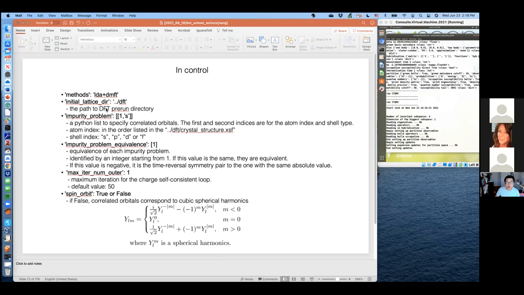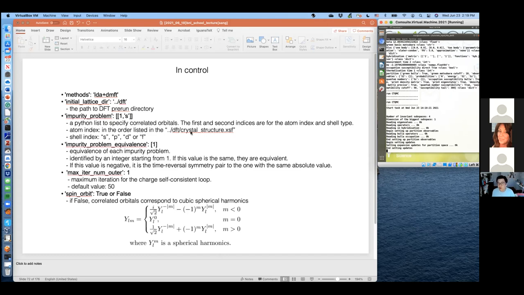And you can also tell the code which orbital is correlated. The first number, one, tells us that it is the first atom in the unit cell. In this case, because we have only one sodium atom in the unit cell, it should always be one. But if you have multiple atoms in the unit cell, you should specify which atom is correlated, and the atom index should follow the order listed in the DFT crystal_structure.xsf file. As the output of the DFT run, it prints out the crystal_structure.xsf file. From there, you will see the many different atoms, and the atomic index should follow the order in this file.